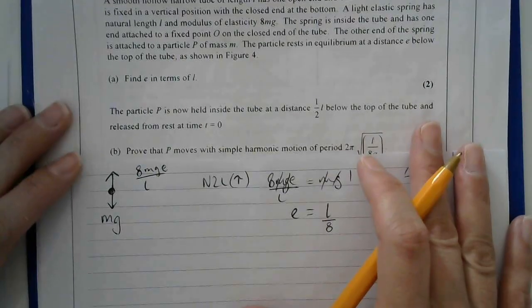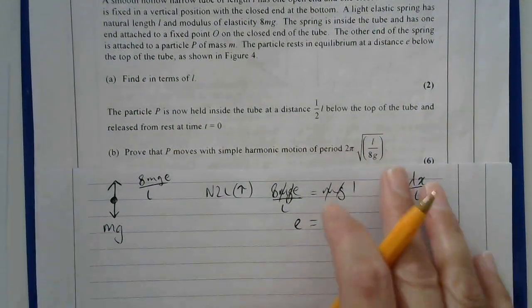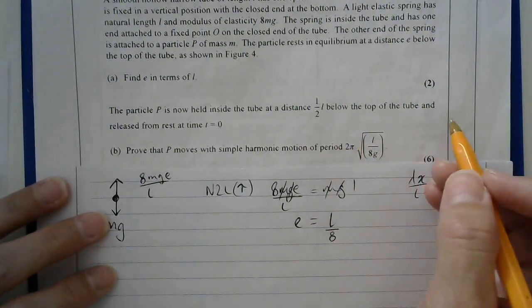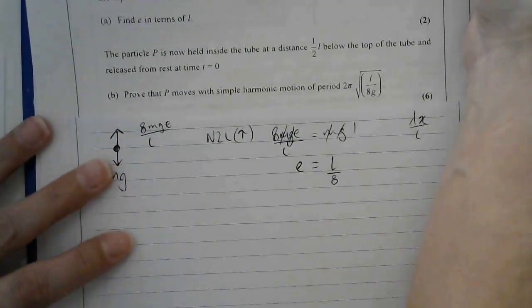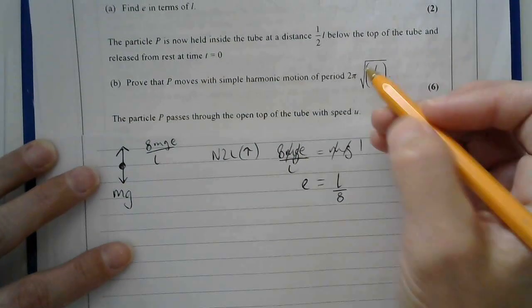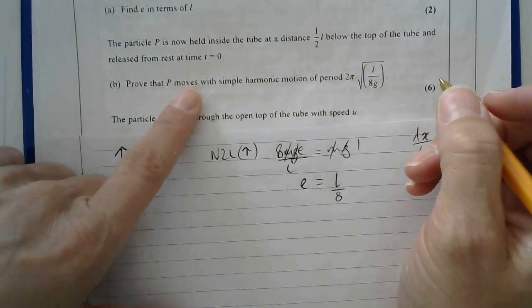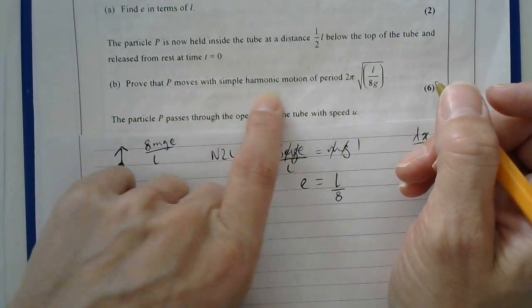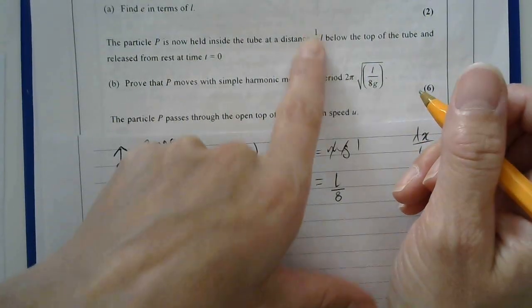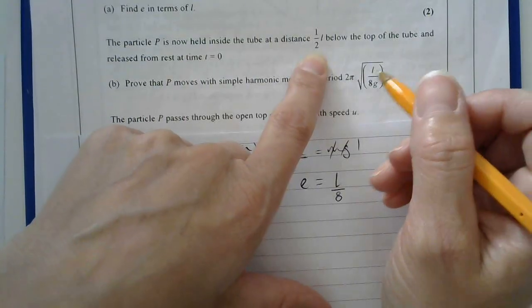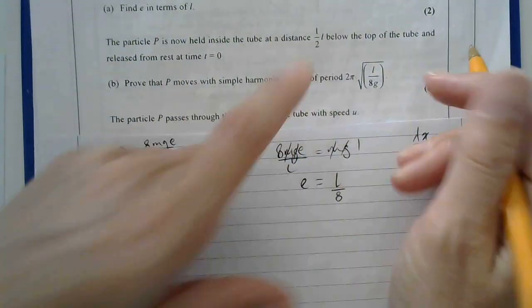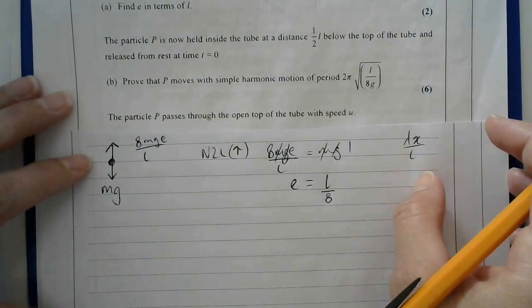Okay, the particle is now held inside the tube at a distance of half L below the top of the tube and released from rest at time t equals 0. Prove that P moves with simple harmonic motion of this period. So I need to remember that when I'm trying to prove simple harmonic motion, I need to ignore the distance that it's moved initially and just say that it's displaced x from the equilibrium position.